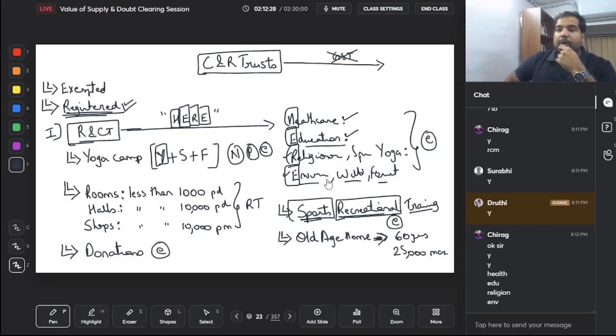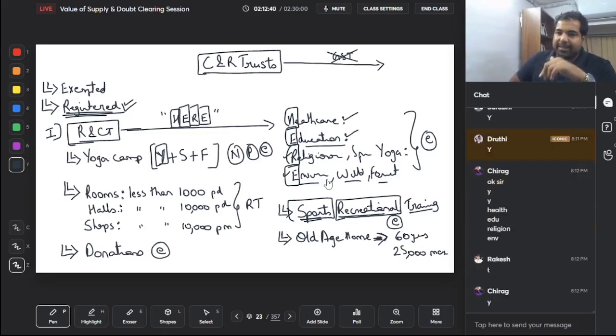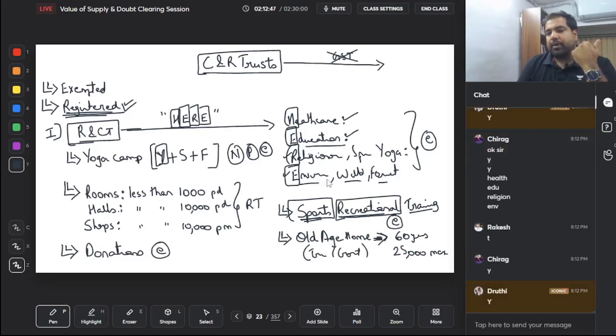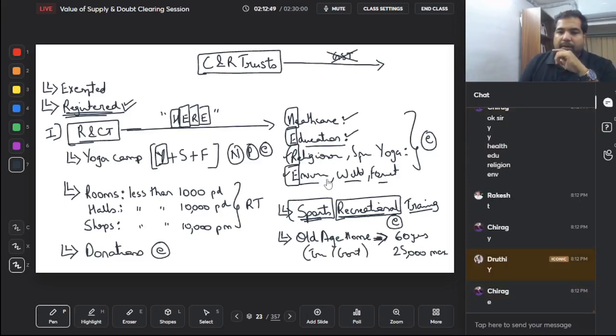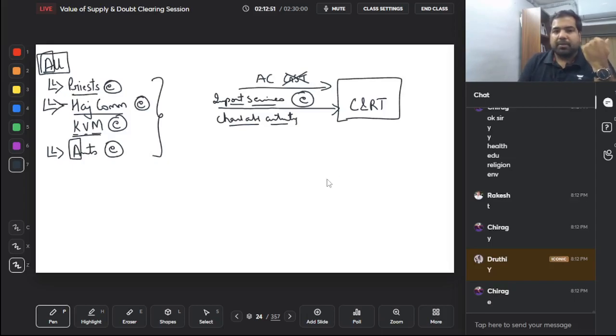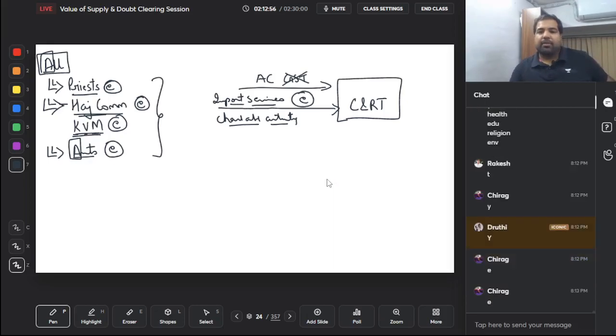Donations are exempt. But what if, guys, Vivo pays 100 crore rupees and now it's called Vivo's Tirumala temple? That kind of donation will be taxable because that is a quid pro quo. Guys, sports recreational training is exempt. Old age home is exempt. Old age home, even if the trust runs it or the government runs it, both are exempt if it's up to 25,000. Next, for everyone, priest, Hajj committee, Kumar Vikas Mandal and arts recreational training is exempt. And input services, input goods are all taxable except one, when it's coming from abroad for charitable purposes.